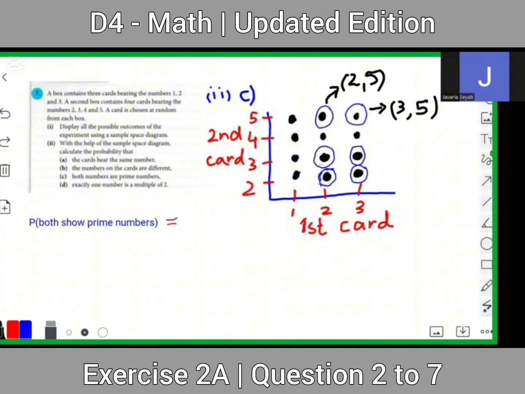That show prime numbers. So the number of favorable outcomes, or the total number of elements in the event, are 1, 2, 3, 4, 5, 6, as we can see. And the total number of outcomes in the sample space is 12. So after simplification, it will become 1 over 2. So the probability that both show prime numbers is equal to 1 over 2.